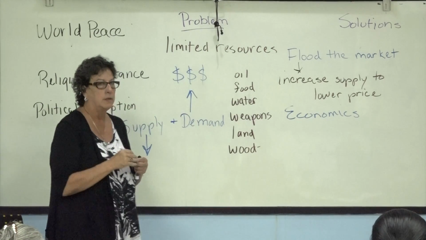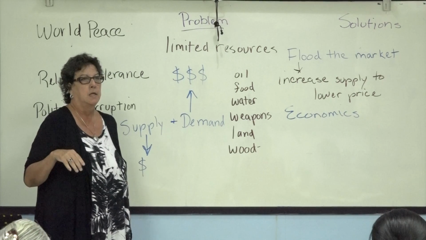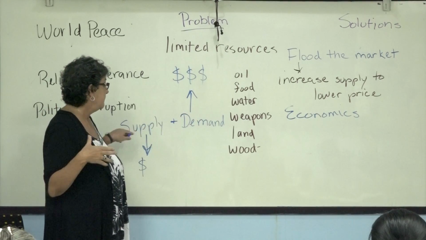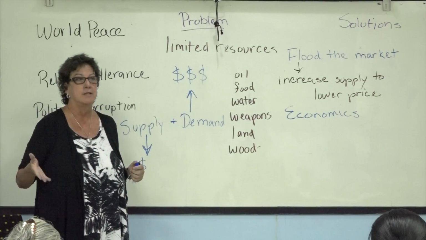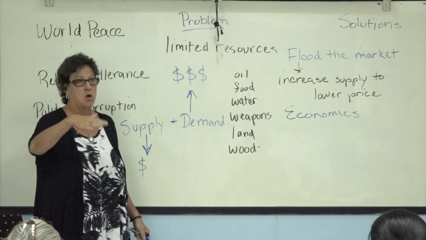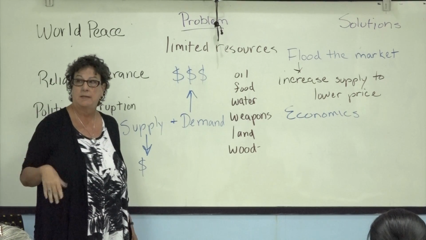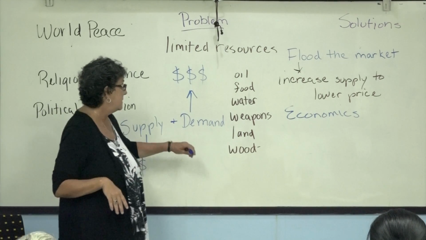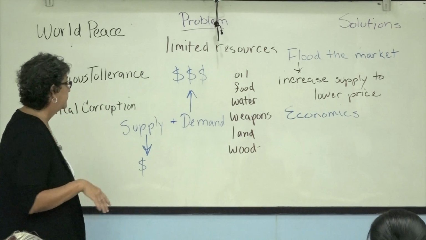Now, in the world now, we have OPEC, which controls the supply of oil. So they decide how much oil is on the market, and it affects all of us in this room by the price of gas. So how much does it cost you to run your car? It all depends on the supply of oil.